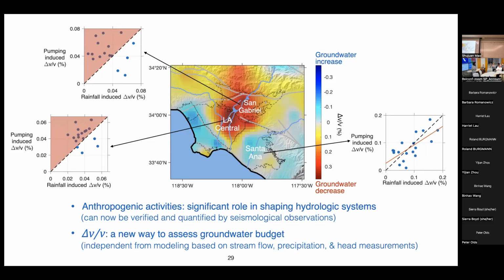So this type of effect can now be verified and quantified with our seismic observations. It also shows that by putting into practice very nicely managed water strategies, we can indeed make a big difference in the long term, as shown in this Santa Ana Basin. In addition, it shows that WRV can serve as a way to assess or estimate groundwater budgets. So this observation is independent from traditional estimation based on stream flow, precipitation, or well data, which could be subject to big uncertainties if we don't have a good model of aquifer structures.